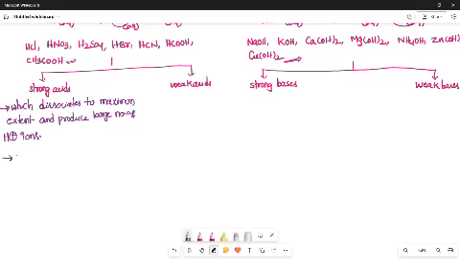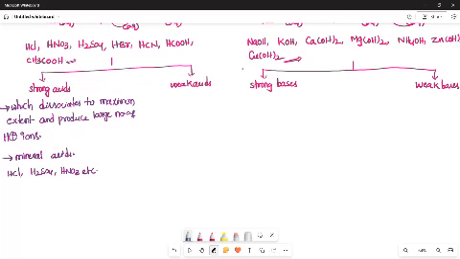So generally, mineral acids are strong acids. Who are the mineral acids? HCl, H2SO4, HNO3, like this. All these are mineral acids. They are obtained from minerals.